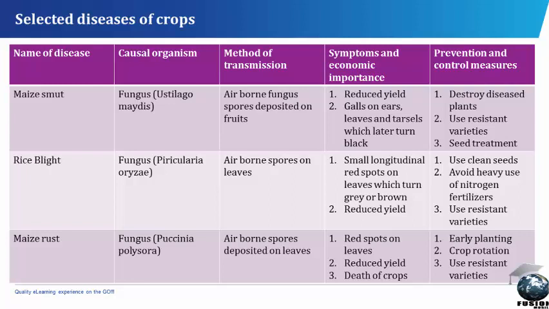3. Maize rust. Causal organism: fungus, Puccinia polysora. Method of transmission: airborne spores deposited on leaves. Symptoms and economic importance: red spots on leaves, reduced yield, death of crops. Prevention and control measures: early planting, crop rotation, use resistant varieties.